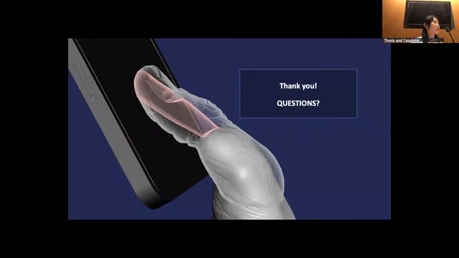Yes, so it's mostly the conductive material. Oh, sorry. The question is where's the contact point? The touchscreen pad is touching the patient's residuum. And so then it's also connecting to the end of the distal tip of the finger.